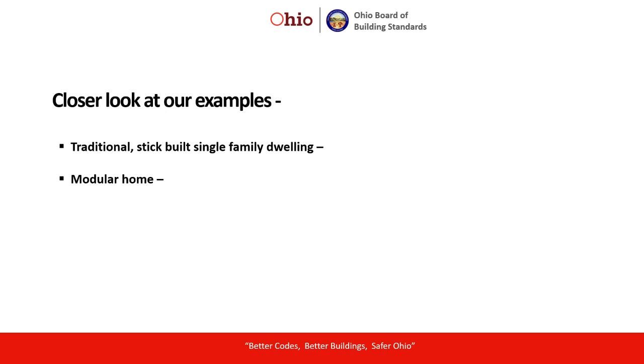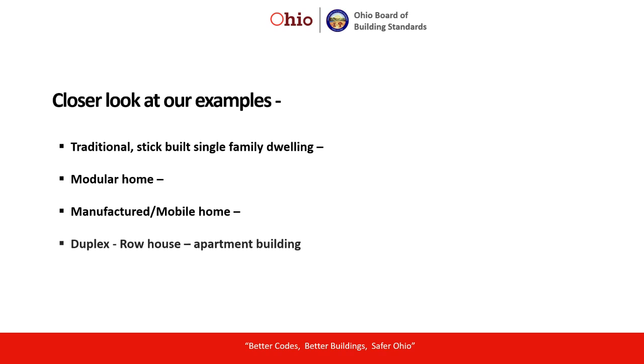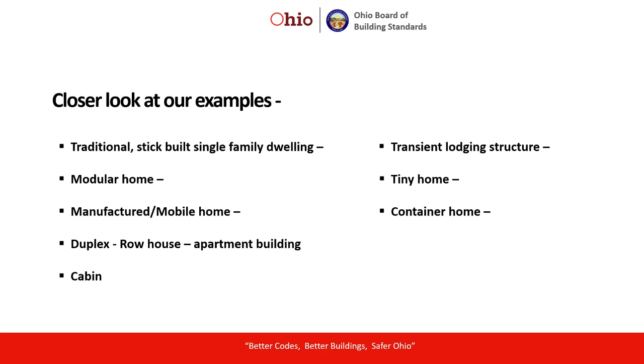So we're going to take some time and look at some examples. We're going to look at some traditional stick built, a modular home, manufactured home, a duplex, an apartment building, cabin, transient lodge, tiny home, container home, houseboat, tree house, and I'm going to talk about how each one of these fits into one or the other family of codes and possibly when it would switch.